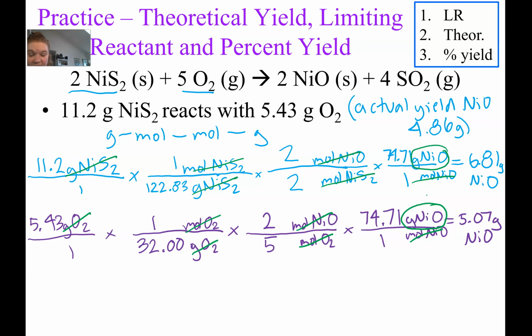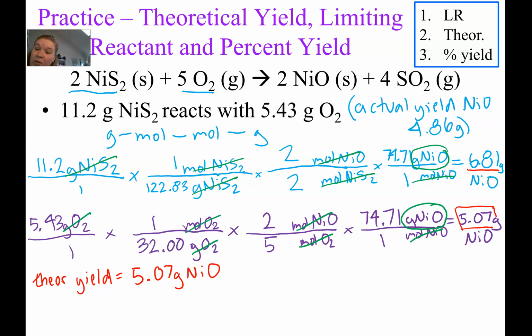All right, so let's use all of this information to actually get some answers. We compare 6.81, 5.07. 5.07 is obviously smaller. So what that tells us is that our theoretical yield is 5.07 grams of nickel oxide. Now the chemical that determined that was the oxygen. So that tells me that my limiting reactant is oxygen.